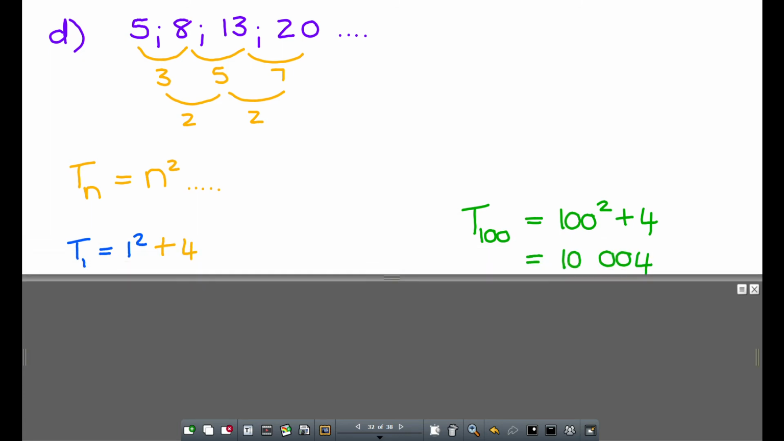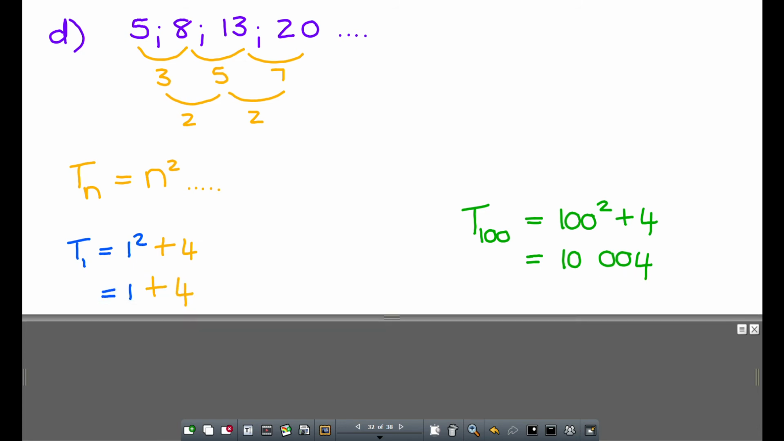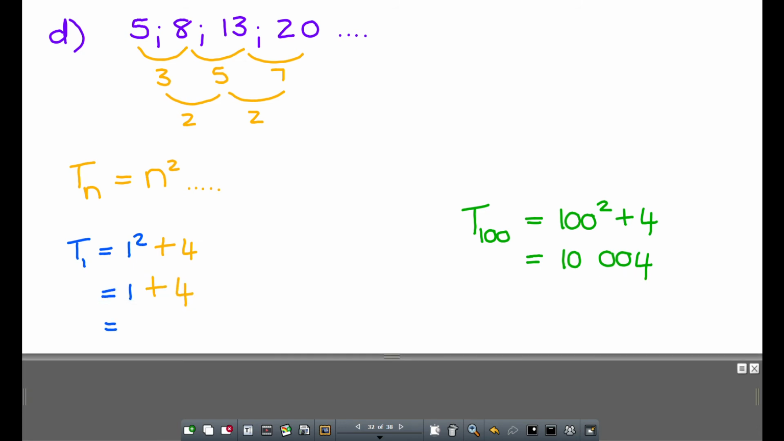So term 1 will then be 1 squared. Ignore the yellow for now. That's going to give me 1, but term 1 is actually 5. So how did I get to that 5? I had to go and add a 4 every time. So just double check term 2 as well. So term 2 would then be 2 squared.